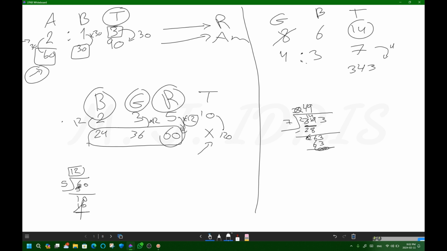7 was multiplied by 49. So I'm going to do the same thing here, by 49, by 49. Once you know this, خلاص, 3 times 49 is 147. 4 times 49 is 196. That's it. If I add both of them, I'll get 343.